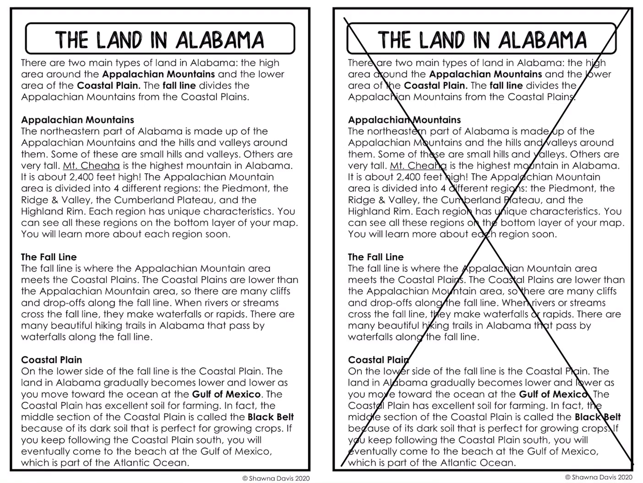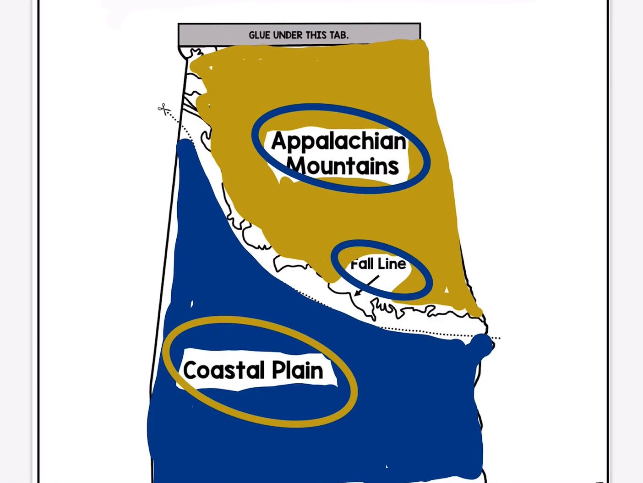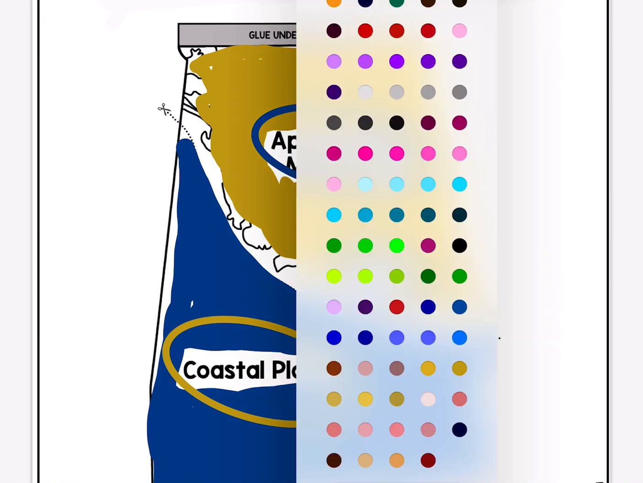Here's part 2 of the land in Alabama, regions in Alabama. So we just looked at the Appalachian Mountains and the lower area of the coastal plains and the fall line. Okay, so let's go back to the fall line. I'm going to use a different color. I'm going to use red.